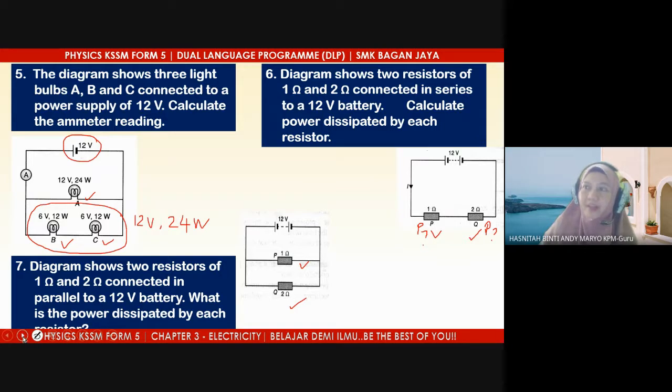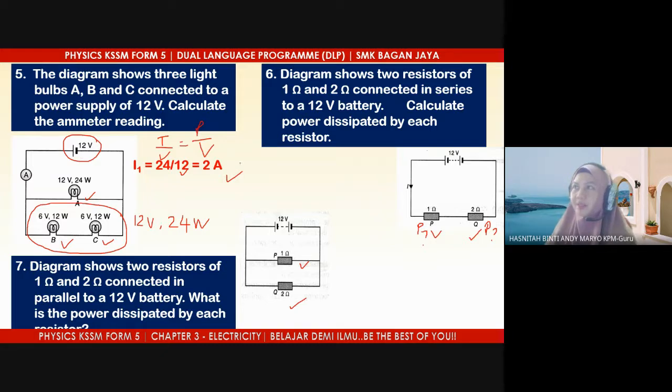So how to find current? Current I equals P divided by V. So this is our power. We need the equation I equals power divided by voltage. The power is 24 and the voltage is 12, so that gives you 2A. Dapat ke 2A? Siapa dapat 2A for question 5? 2A for question 5.